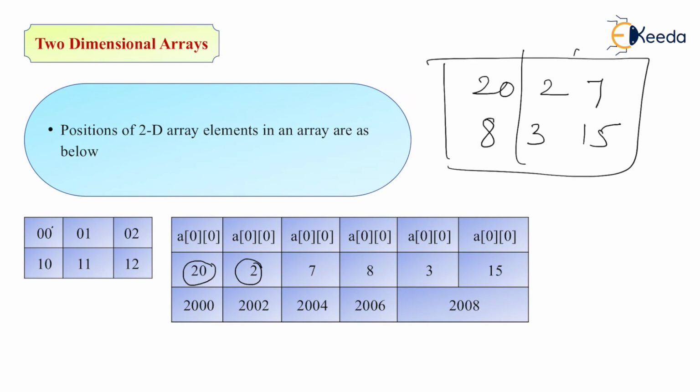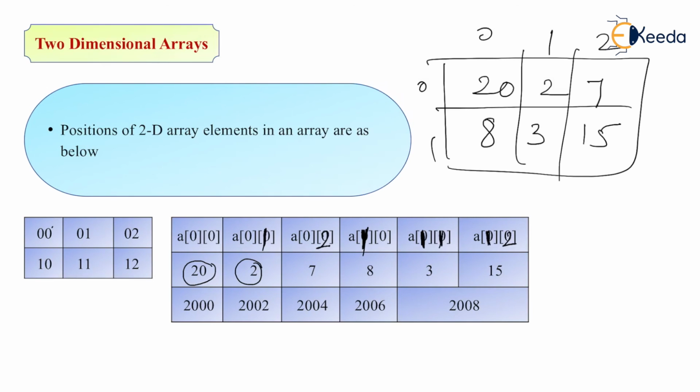So we can say for the 22, the index is 0 0, right? For 7 it is 0 1. Then for the next value the index is 0 2. Then for 8 the index is 1 0. And for 3 the index is 1 1. Similarly, for 15 the index is 1 2.